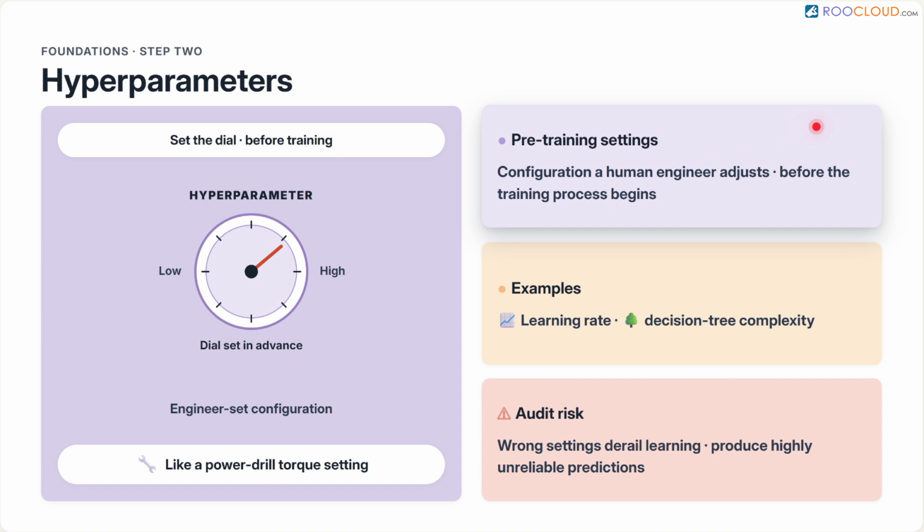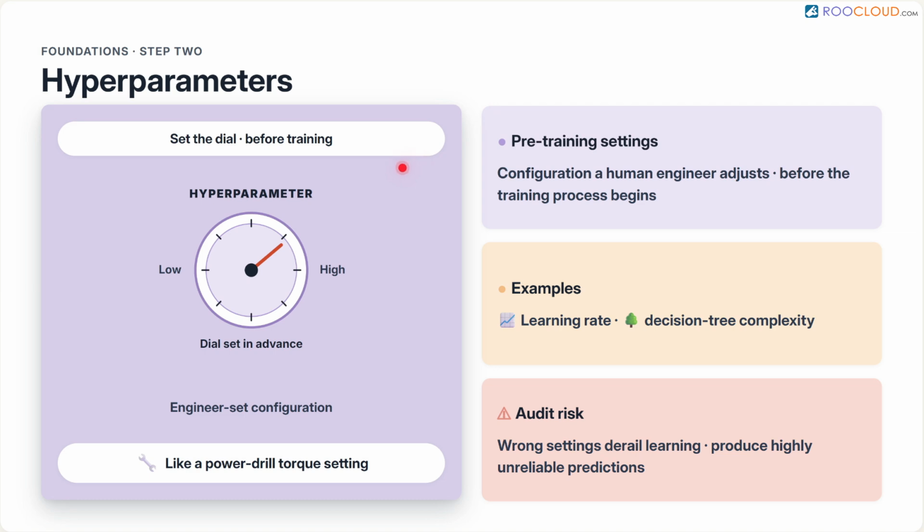It is governed by settings called hyperparameters. A hyperparameter is a specific configuration that a human engineer adjusts before the training process even begins. If the algorithm is the blueprint for the bookshelf, the hyperparameters are the torque settings on your power drill. You set the dial in advance to control exactly how fast and how deeply the screws are driven.